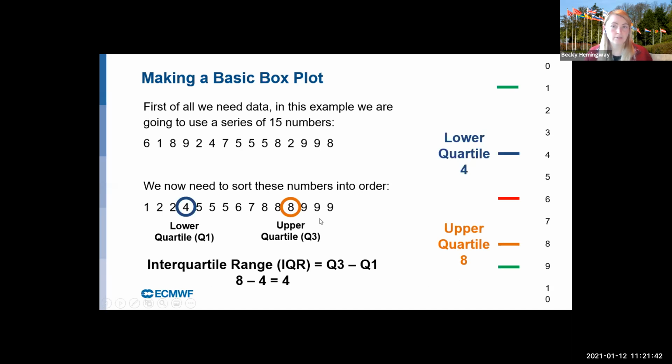Another thing that's important in this is the interquartile range. That's the difference between the lower quartile and the upper quartile. So in this case, we've got the upper quartile 8, we minus the lower quartile, which is 4, which gives us an interquartile range of 4. So this is the difference between these two.